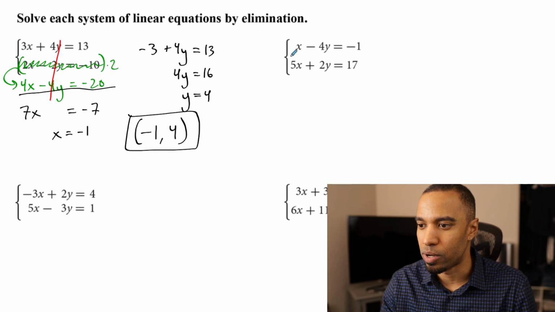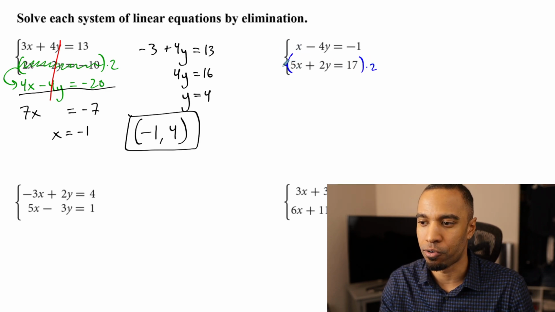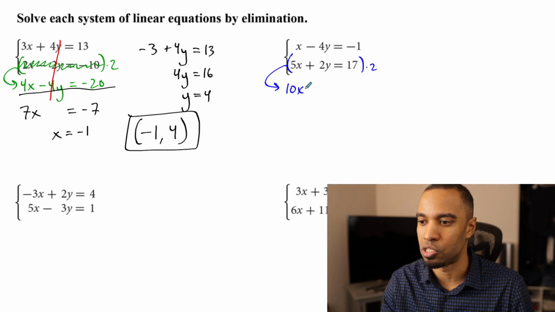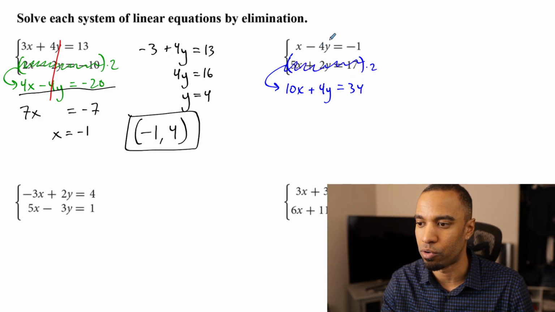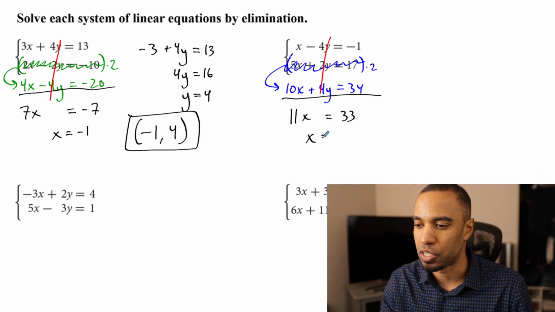I said I teach some ways to do things sometimes, but why not multiply this by 2? It's ready for me to. It's begging for me to. I get an additive inverse, of course, on y again. I want to hide this so you can see it. Negative 4y plus 4y goes bye-bye. I add the rest. 1x plus 10x is 11x, and this equals 33. Divide by 11, x equals 3, and we are jamming.